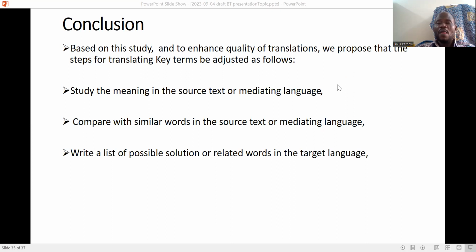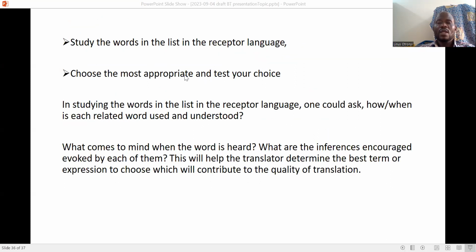In conclusion, based on this study, and to enhance quality of translation, we propose that the steps for translating key terms be adjusted as follows. First, you study the meaning of the term in the source text or in the mediating language. Two, you compare with similar words in the source text or mediating language. Three, you write a list of possible solutions or related words in the target language. Four, you study the words in the list in the receptor language, not just writing. You have to study these words that are possible solutions. Then you choose the most appropriate and you test your choice again.